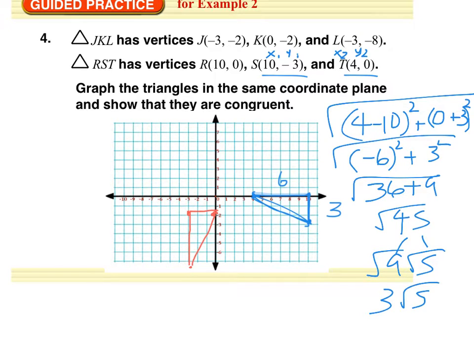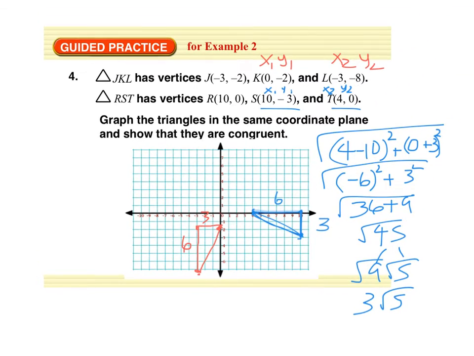I now have to check the red triangle. Okay, we can see that this is a 3 by counting the squares, and this is 6. I now have to do the distance formula between this point and this point, which is going to be the ordered pair (0, -2) and (-3, -8). So x2, y2. I now have to do the distance.